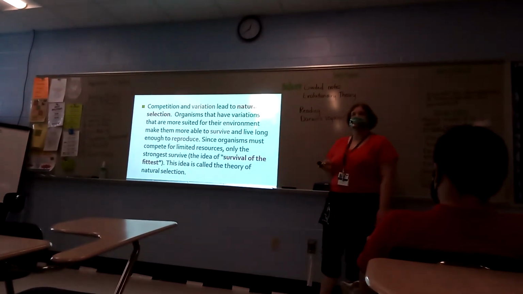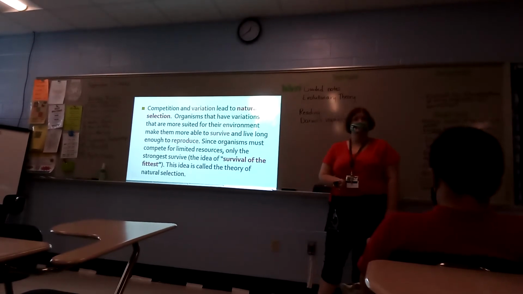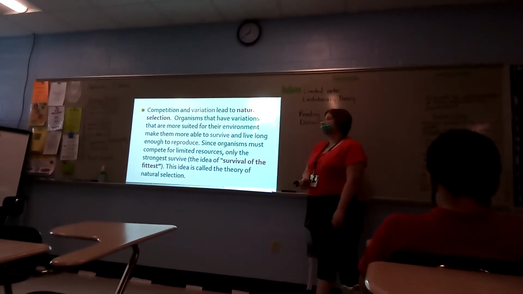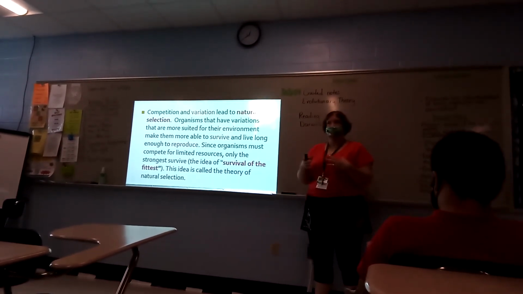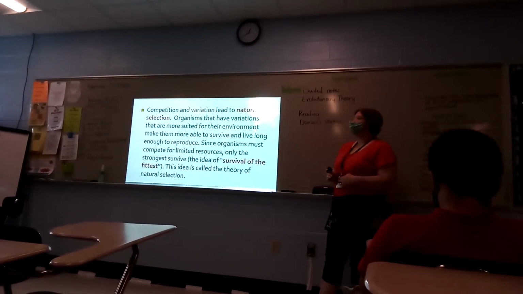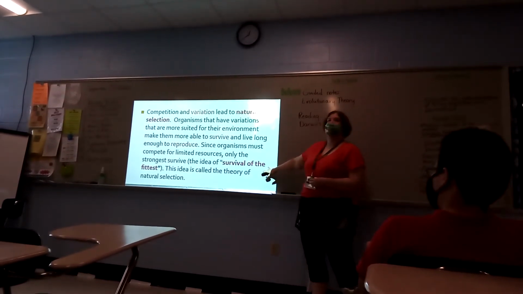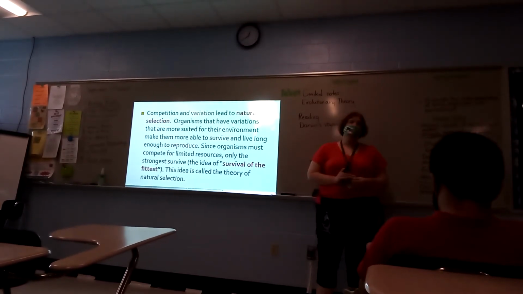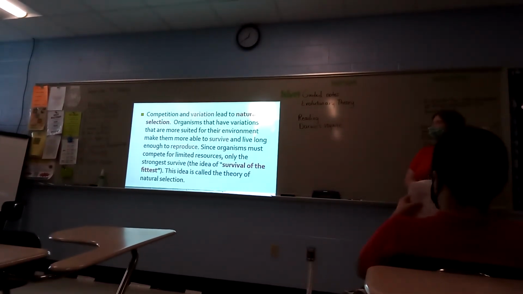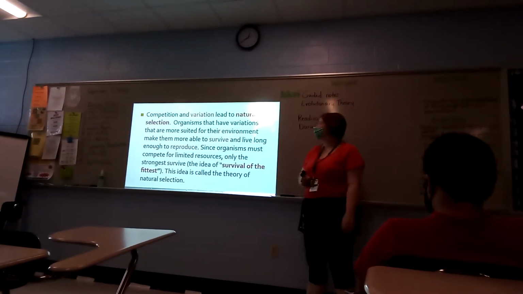Another main point of Darwin: competition and variation lead to natural selection. We already saw the variation with the different beaks. But there was probably also some competition when they got to those islands. Who's going to get the food, who's going to get the mate, who's going to get the territory, and then the strongest ones survive. That's where we get this idea of the survival of the fittest. Darwin himself actually did not use that term. That's something that's been attributed to him, but the idea is the same. Somebody else came up with that term.